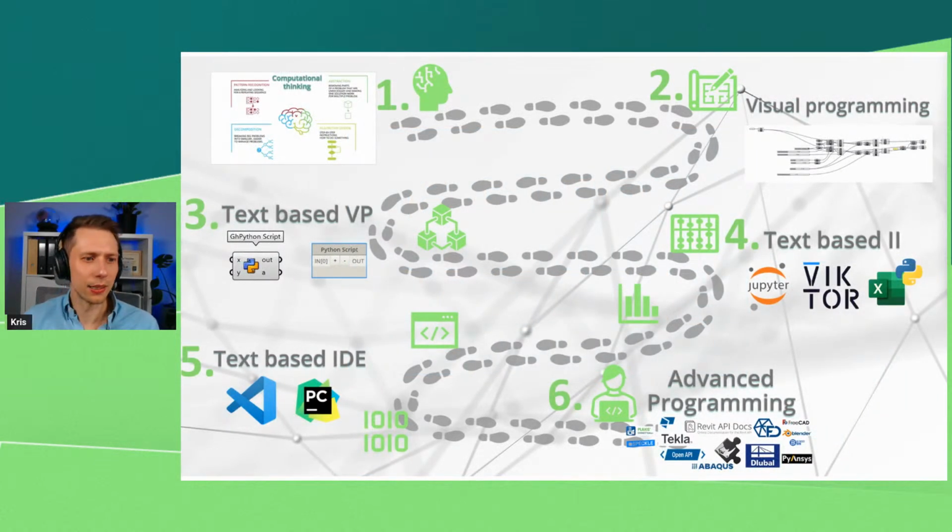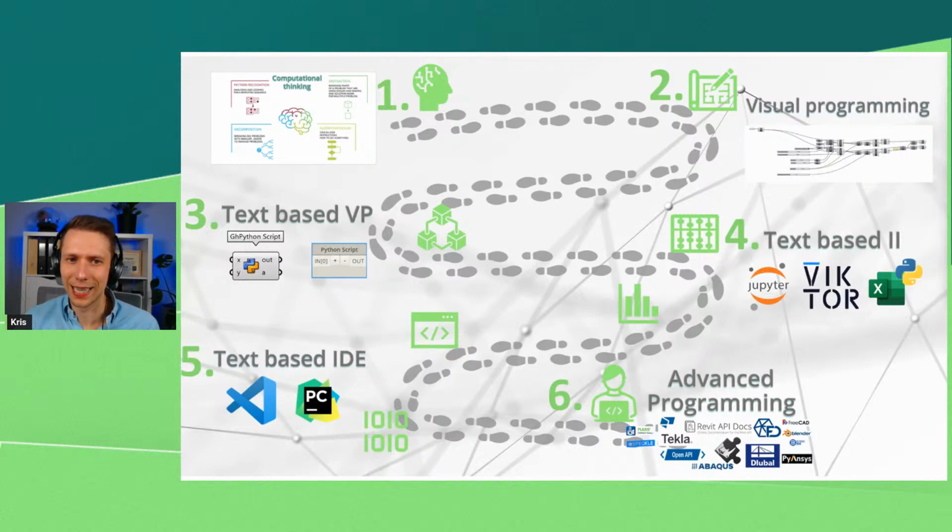So we have 6 steps to learn programming. We start with computational thinking, where we teach how computers can solve problems. Then we go to visual programming, which we also do at NTNU, the Norwegian University in Norway. We start with Grasshopper because it's a natural step into programming. Next, step number 3, we start with Python or C# inside visual programming.